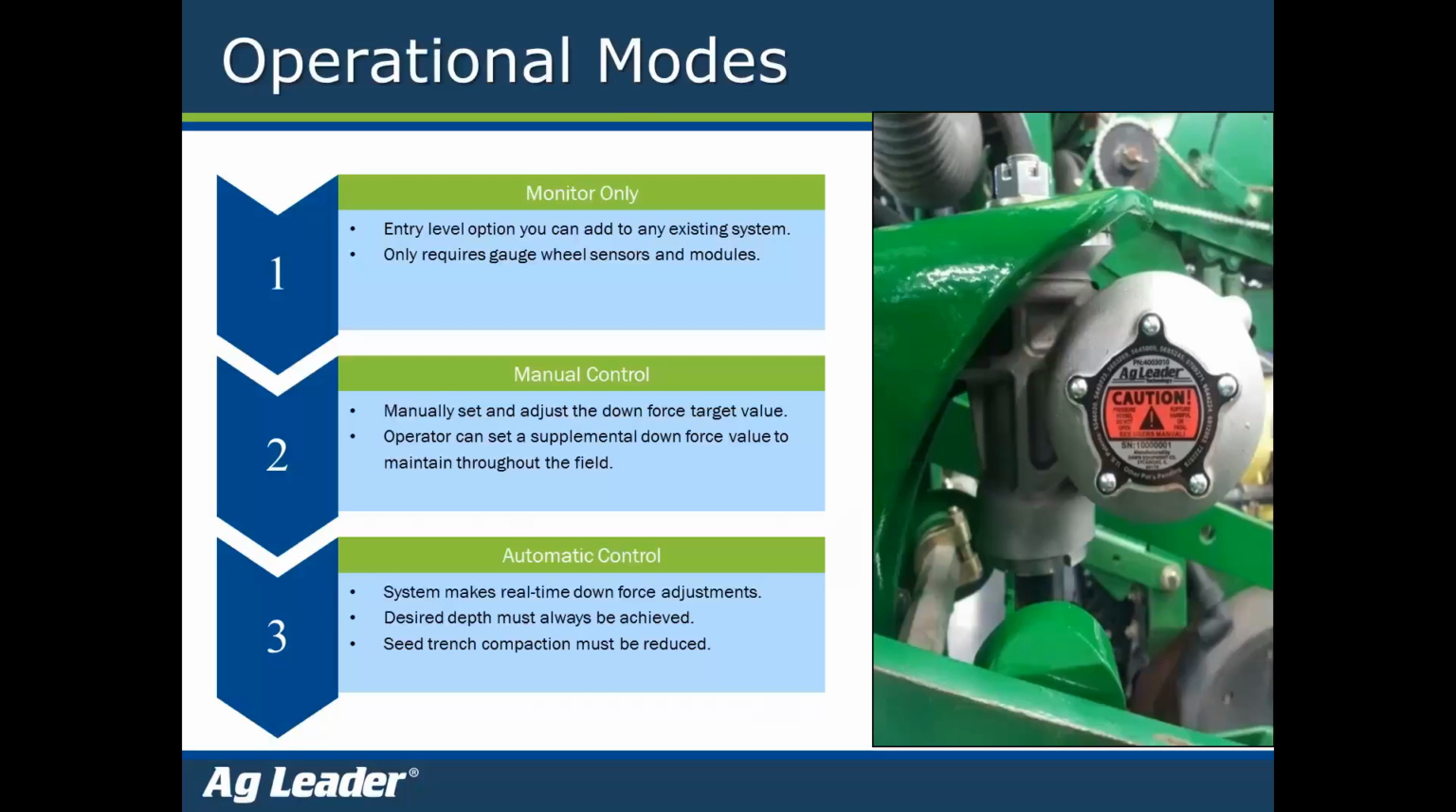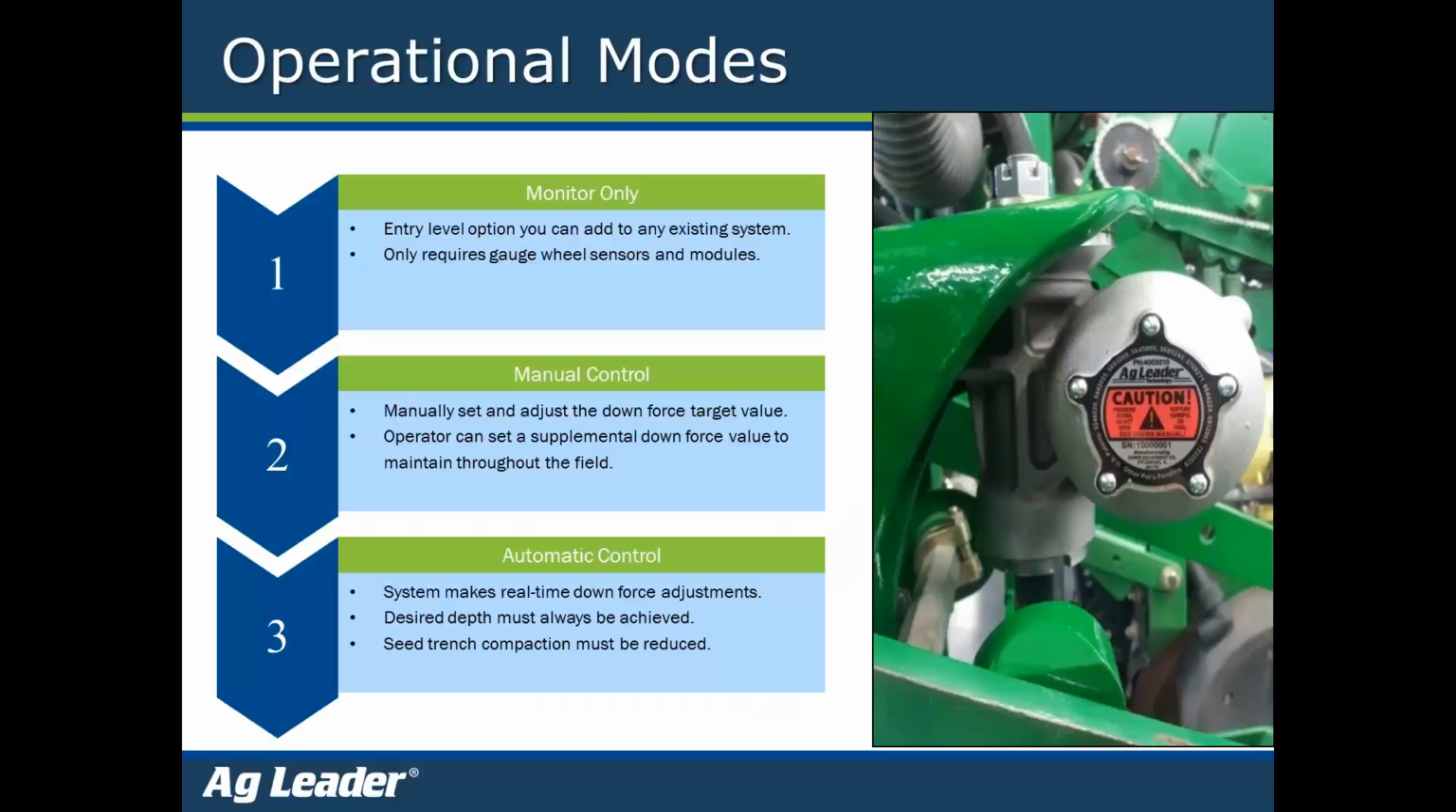With the full hydraulics installed, you can use either manual or automatic control. Manual control lets the operator manually set and adjust the downforce target value in the display and then choose to also specify a supplemental downforce value to maintain throughout the field.